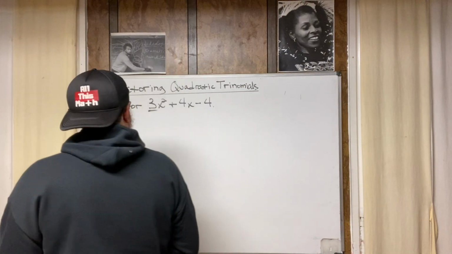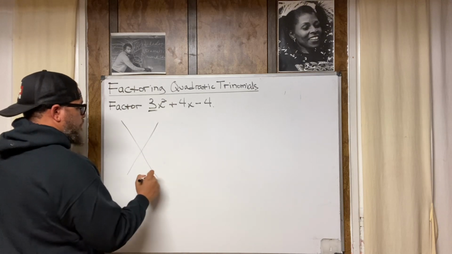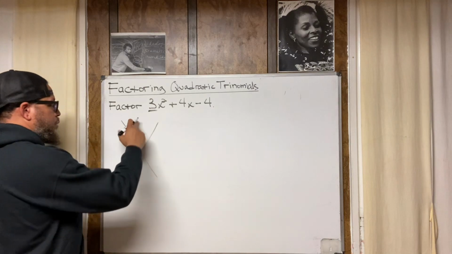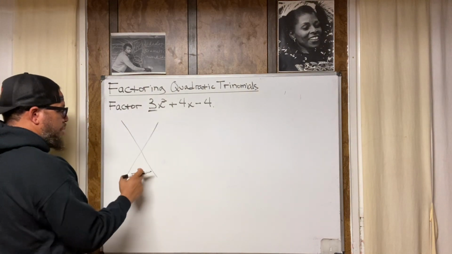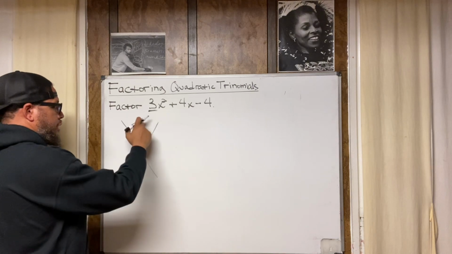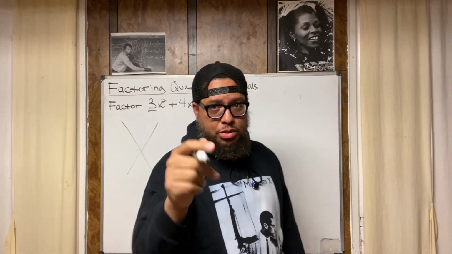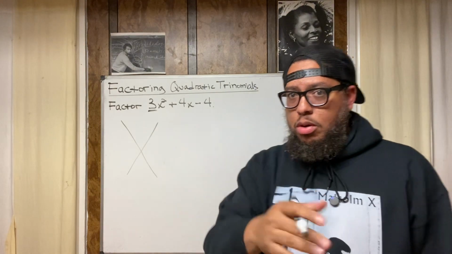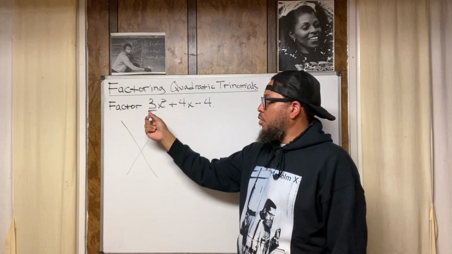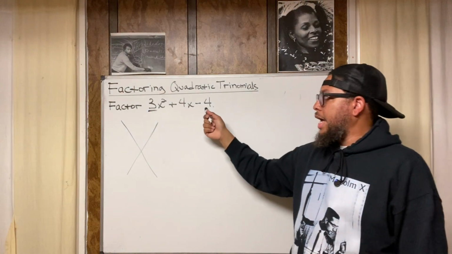First thing you want to do is we're going to draw an X. This is part of why I call this the Malcolm X method. So look, in the X, we're going to put numbers in the top, the bottom, the left, and the right. Top, bottom, left, right. Now, what goes in the top? I hope you're taking notes, and if you need to pause the video, cool, pause the video. What goes in the top is the product of the lead coefficient and the constant at the end.